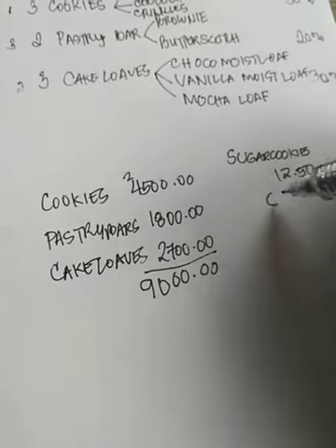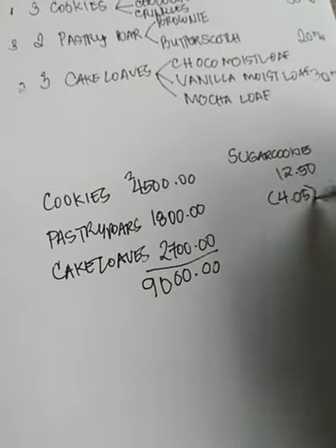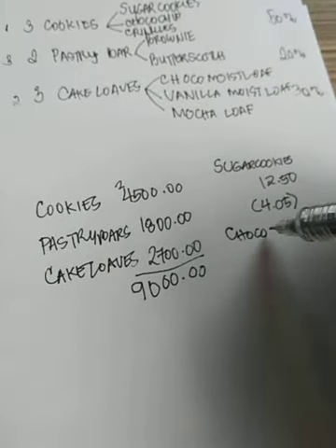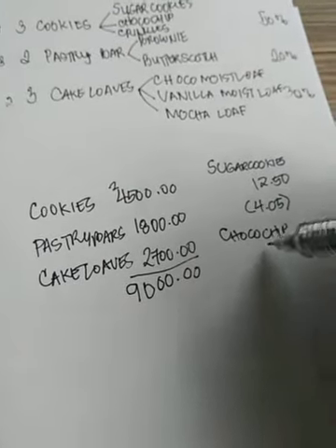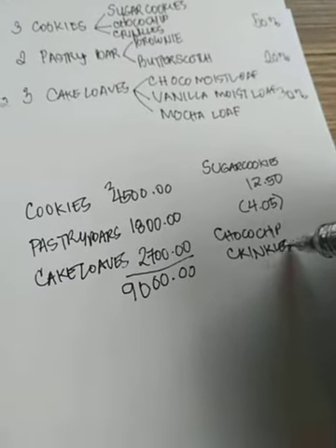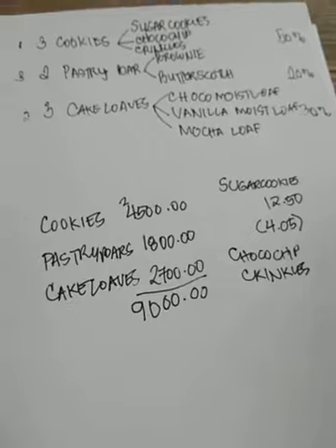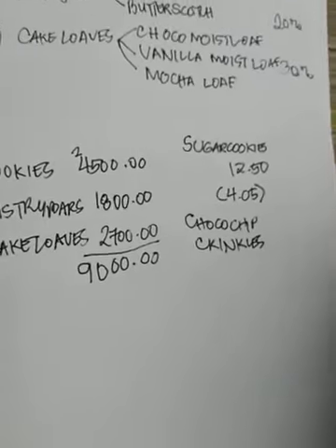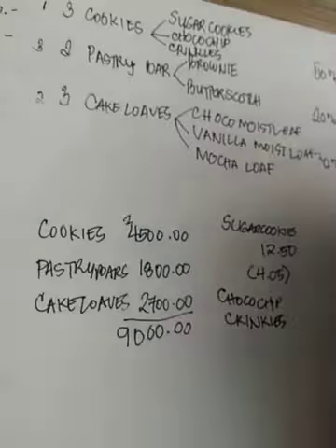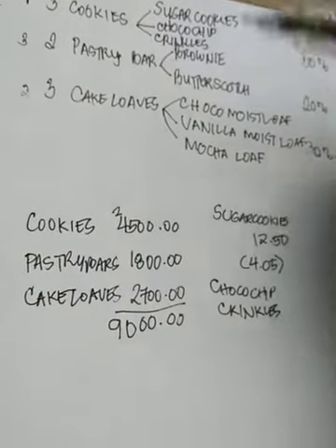Diba? Kasi yung food cost niyan is 4.05. So, magkano yung choco chip? And magkano yung crinkles? Okay? So, hindi tayo nag-compute ng food cost for choco chip. Hindi rin tayo nag-compute ng food cost for crinkles. Same as the other pastry bars and cake loaves.